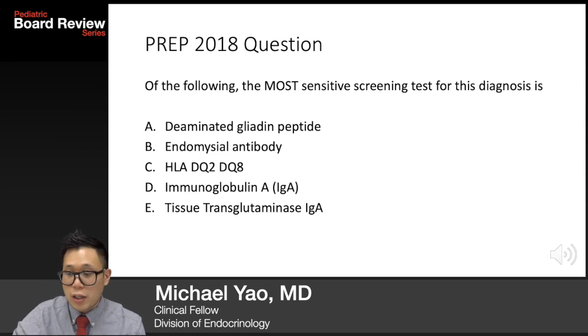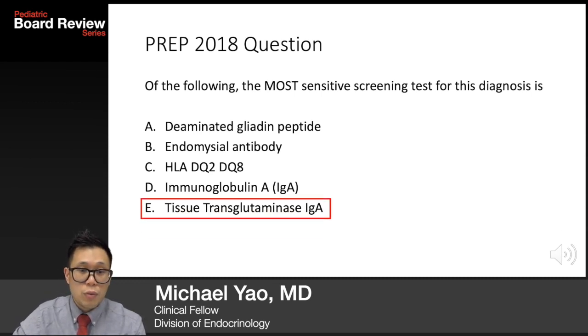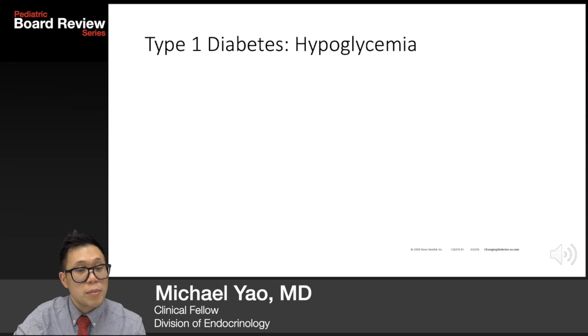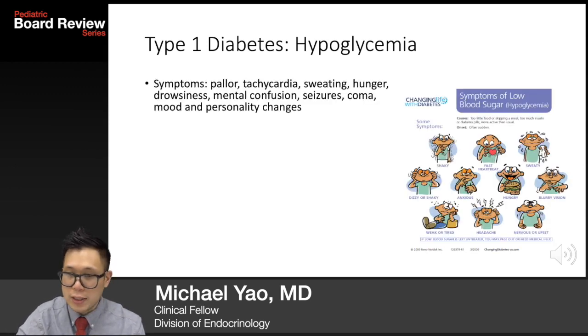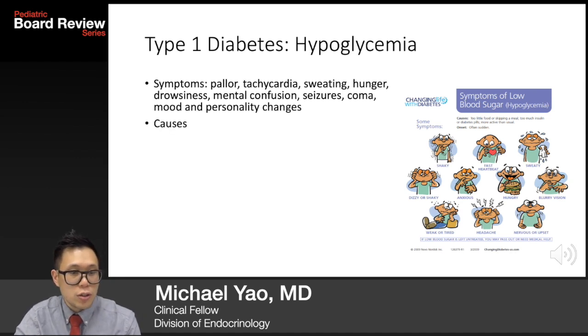So back to our prep question. You have an adolescent girl who comes in with symptoms of loose stool and intermittent abdominal pain. She also has a diagnosis of diabetes mellitus. She has some interval weight loss, and then she has a distended abdomen on exam. So the suspicion at this point is that she has a new diagnosis of celiac disease. So the correct answer would be E, tissue transglutaminase IgA.